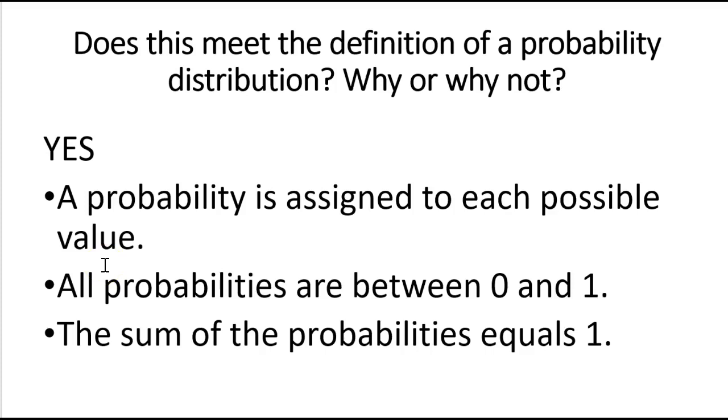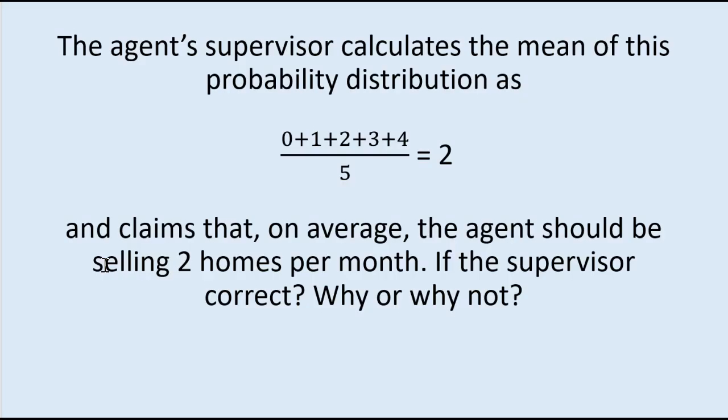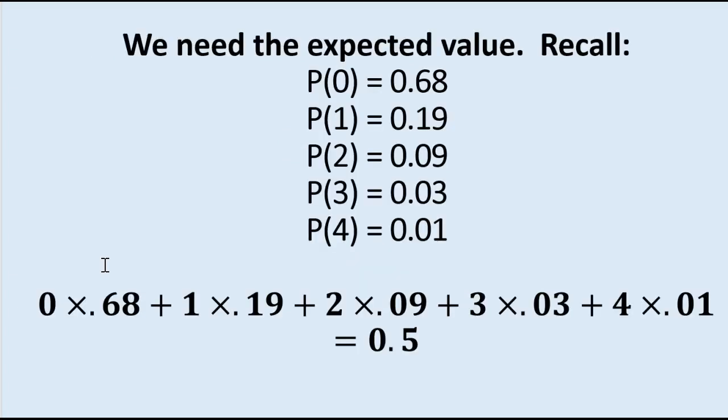Now we're going to look at how to calculate the mean of this probability distribution. The agent's supervisor calculates the mean as follows. They take the possible values of houses sold and divide by 5, and claim that on average the agent should be selling 2 homes per month. And so the question here is, is the supervisor correct? Why or why not? Well, we're going to apply our definition of the mean of a probability distribution and see if this is correct. We need to find what's known as the expected value.